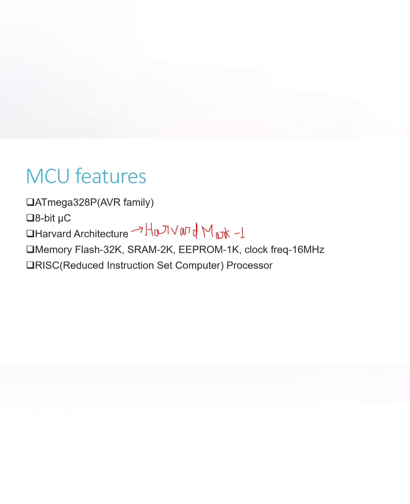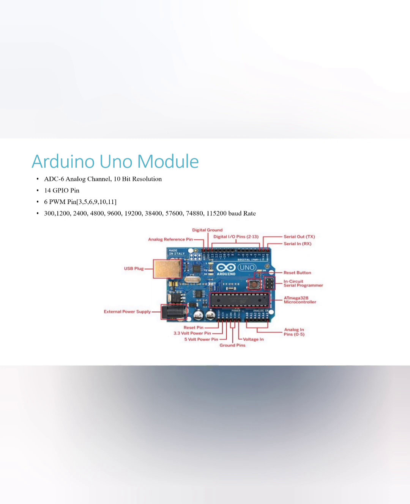In this, there is separate memory space for instruction and data. I will illustrate later in this lecture about memory: flash, SRAM, EEPROM. Microcontroller clock frequency means the speed at which the internal clock of the microcontroller operates. This is built to minimize the instruction execution time by optimizing and limiting the number of instructions. In this, you can see the Arduino module.